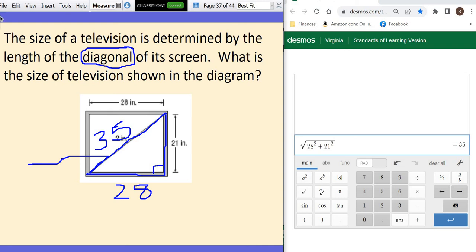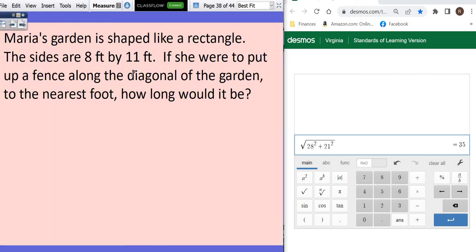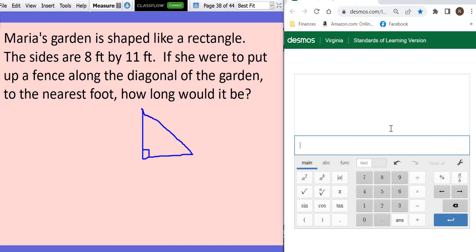Okay, let's see if we have any more to do. We do. We have one more. No picture, so what am I going to do? I'm going to draw an L, connect, and make a right angle. It is not beautiful, but it will work. Now let's fill in things.